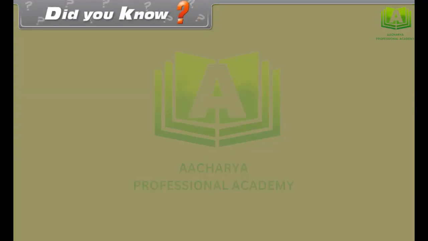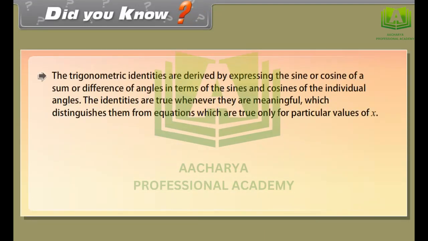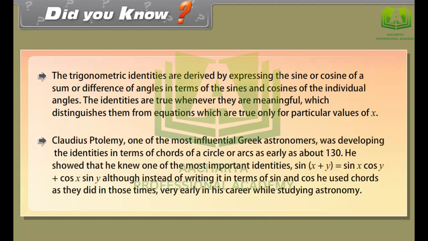Did you know? The trigonometric identities are derived by expressing the sine or cosine of a sum or difference of angles in terms of the sines and cosines of the individual angles. The identities are true whenever they are meaningful, which distinguishes them from equations which are true only for particular values of x. Claudius Ptolemy, one of the most influential Greek astronomers, was developing the identities in terms of chords of a circle or arcs as early as about 130.